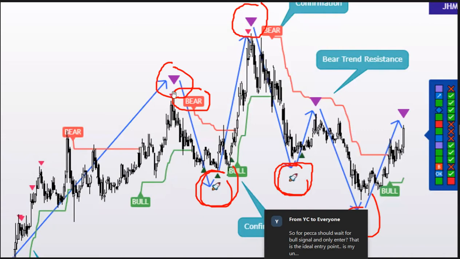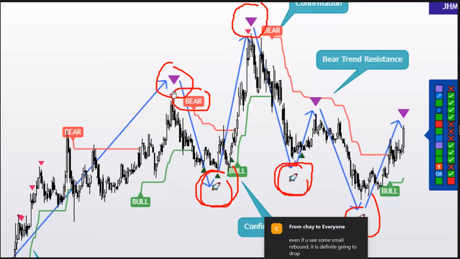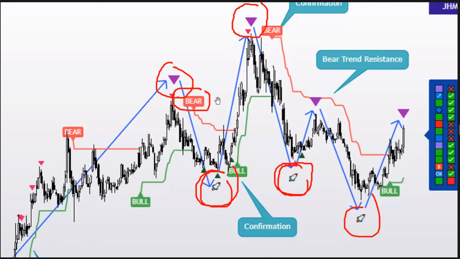Okay, so for Pekka, this time you see rocket, you wait. It says rocket wait, you wait until the rocket stops moving. So you wait for the rocket to stop moving until there's a confirmation signal. It could be a small green triangle or a bull label. What's the next step?